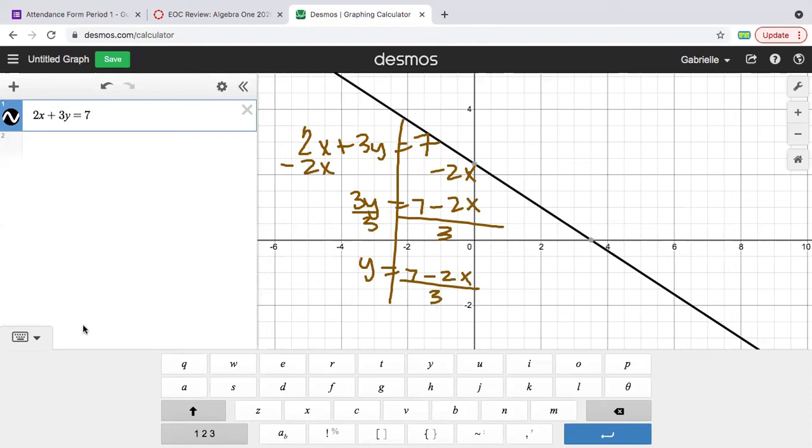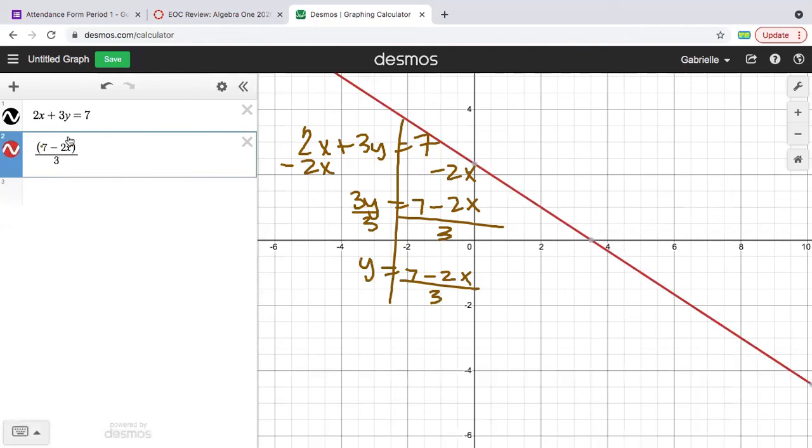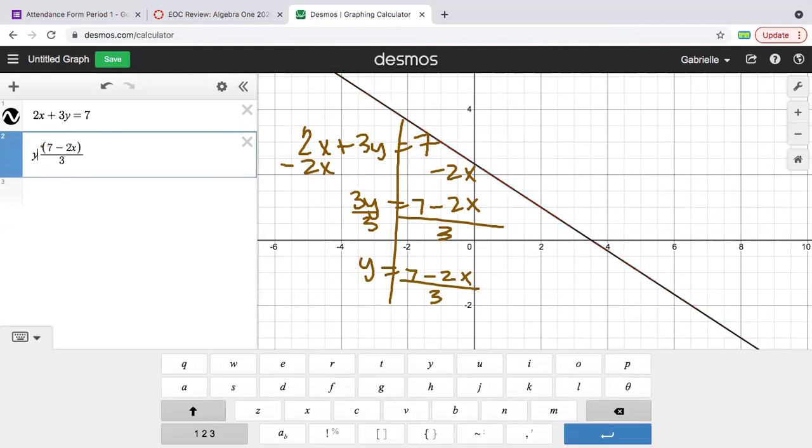Well, I can now put it in Desmos. So I can put in y equals 7 minus 2x, all divided by 3. And there's your line. Okay, notice it's right on top of the other line, but you cannot put it in standard form. You can put the y equals, that won't change anything.